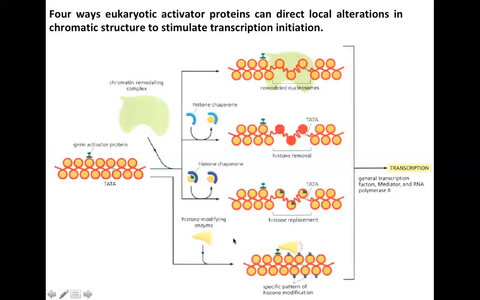And the fourth mechanism is recruitment of the histone modifying enzymes. And what do these histone modifying enzymes do? They will carry out modifications, for example, acetylation. And acetylation would relax the chromatin, and the chromatin will become accessible for the transcription machinery.